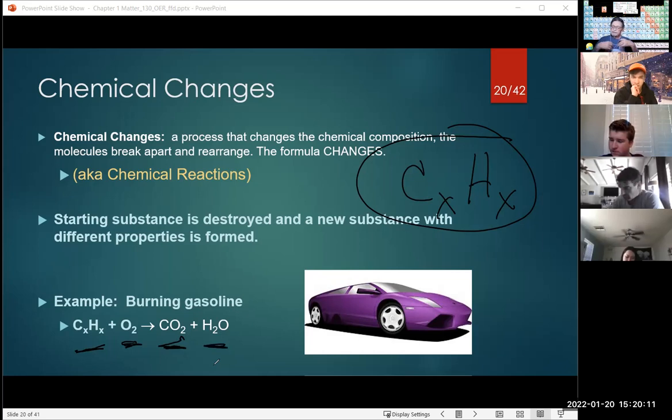And so that's a one-way trip, okay? Because at this point in time, we can't take that carbon dioxide and water and reverse it and convert it back to hydrocarbon. That'd be cool. We can't do that. And so we completely change the chemical makeup of the hydrocarbon. We completely change the structure of the oxygen to create two new products. So that is a chemical change. Okay. A chemical change.